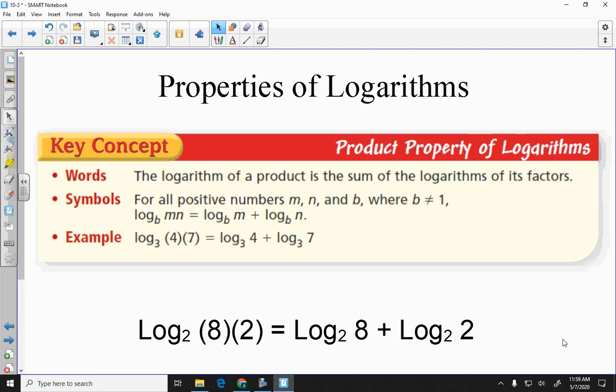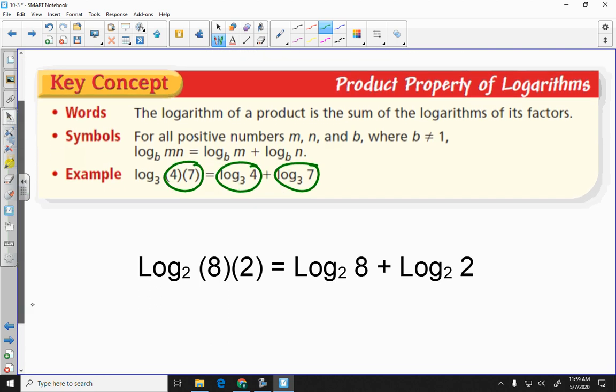What the product property of logarithms says is that if you have a logarithm with two values being multiplied together, you can separate it and write it as two separate logs that are being added together. Or if you have two separate logs being added together, you can combine them into just one log, multiplying those two answer spots together. Now, why does this work?